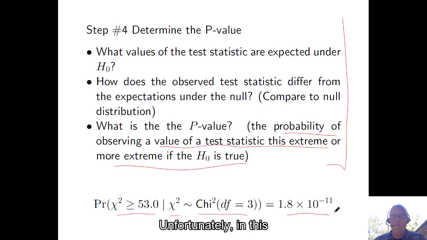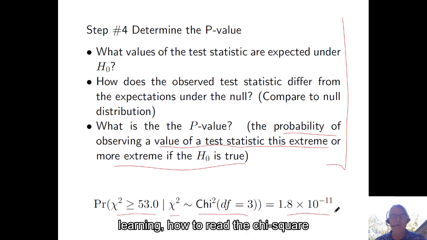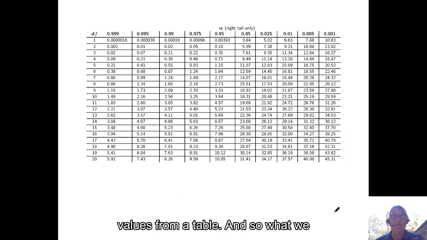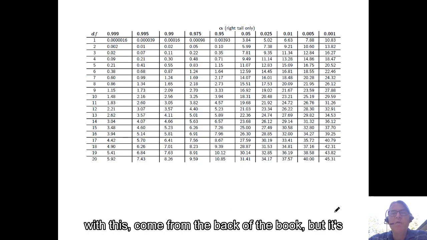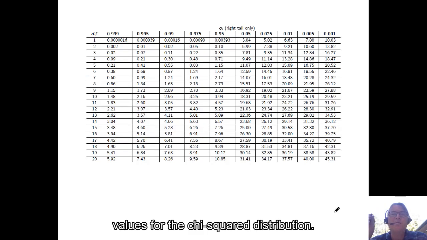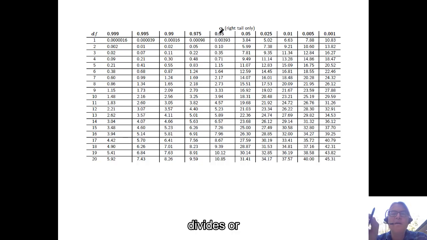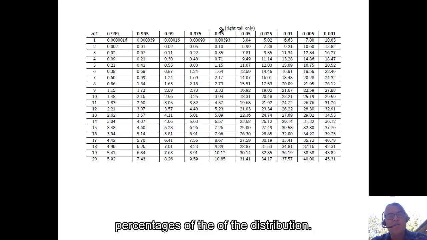Unfortunately, in this class, we're going to have to learn how to read the chi-square values from a table. This comes from the back of the book, but it's also provided on exams: a table of critical values for the chi-square distribution. Remember, the critical values define the value of the test statistic that cuts off certain percentages of the distribution.